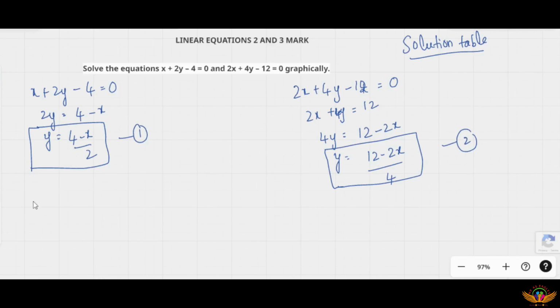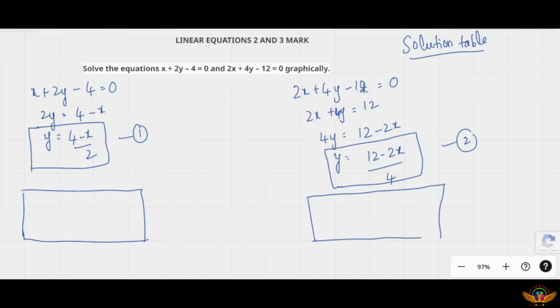Now we have to write the solution tables for both equations. I want to give you a small clue, very easy. Many students get confused about what values to take. Take the first value of x as 0, then automatically you will get one value of y. For the second value, take y as 0, then you will get x. Repeat the same thing here. Especially for graphical methods, you can use this approach. First go with x value 0, and second go with y value 0.